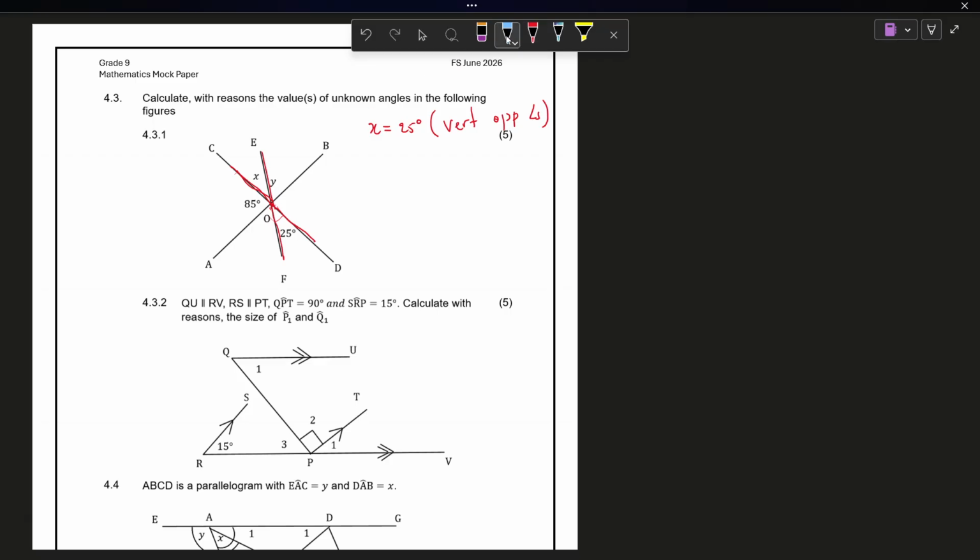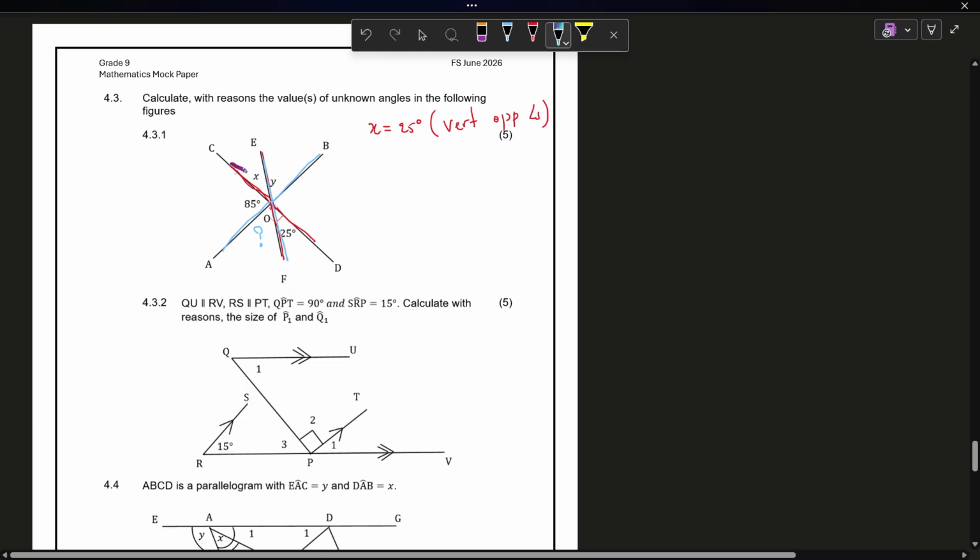So let me just change colors. So y is basically this angle. Y is vertically opposite to angle AOF. But AOF is not known. We don't know this angle. Can we find AOF? Yes, we can find AOF. How can we find AOF?